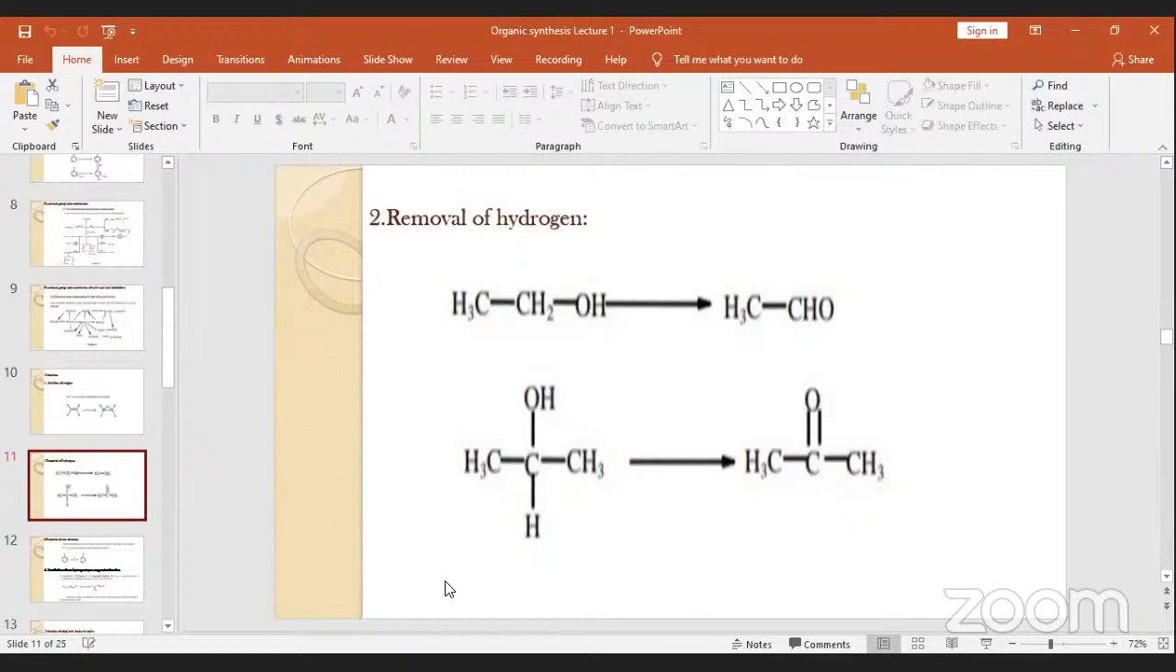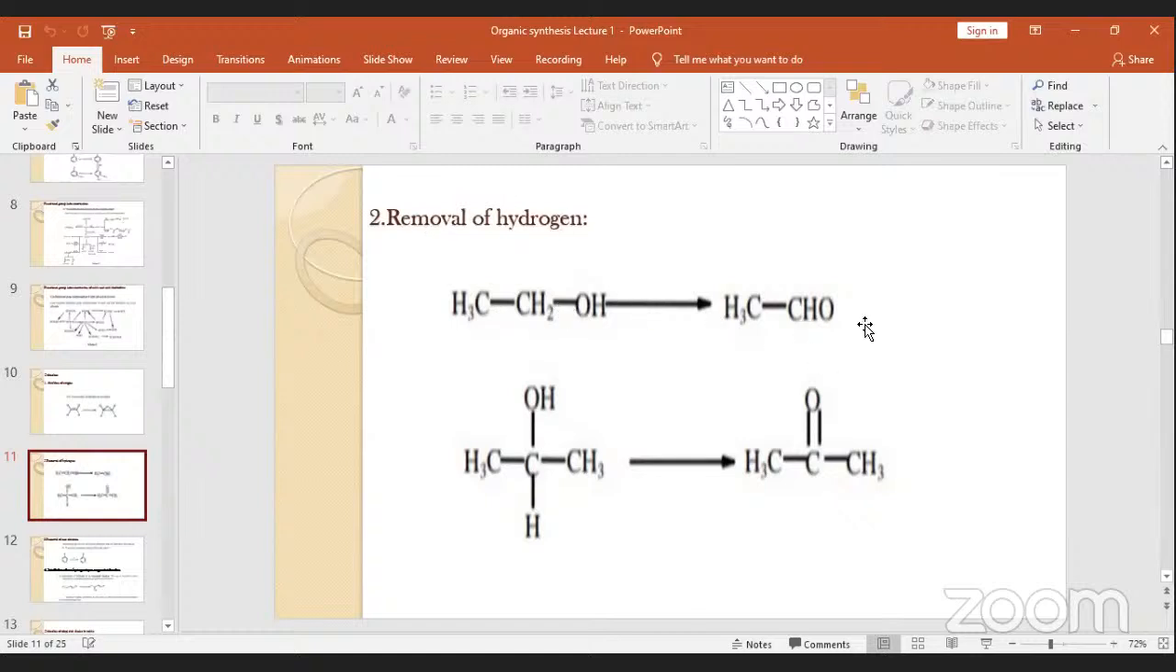Here, what we are doing is removing hydrogen. Similarly, instead of ethyl alcohol, think of benzyl alcohol. Instead of CH3, you have Ph: Ph CH2 OH. What is the product you get? Benzaldehyde. So conversion of benzyl alcohol to benzaldehyde is an oxidation reaction. This is also a functional group interconversion reaction, because we are converting the alcohol functional group to the aldehyde functional group.